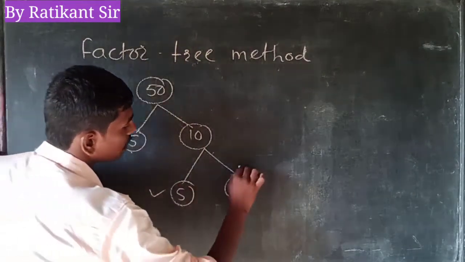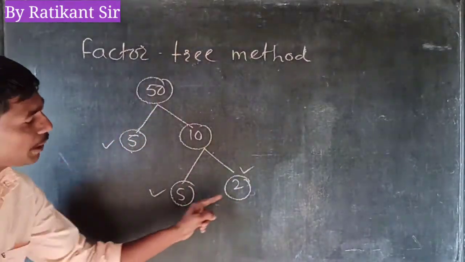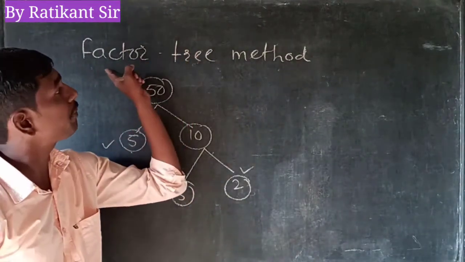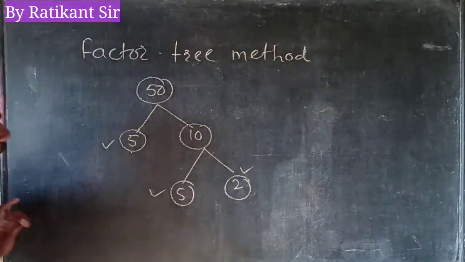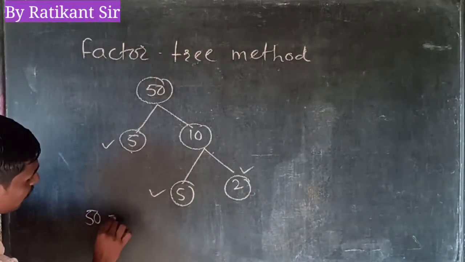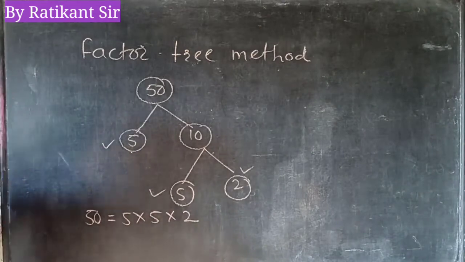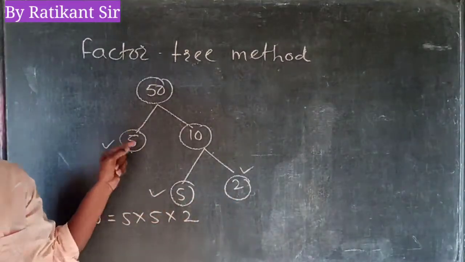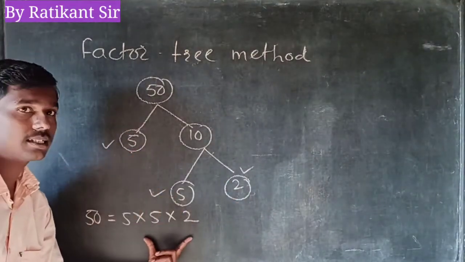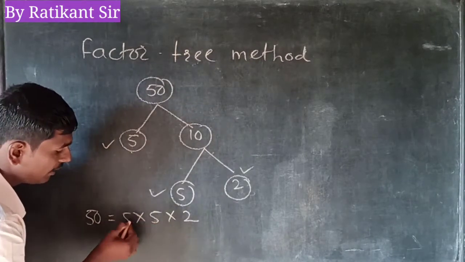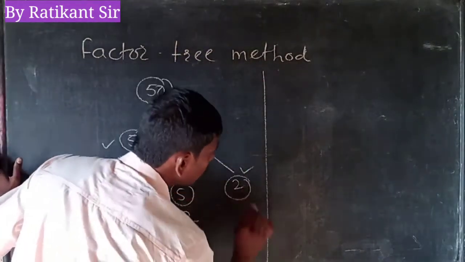So all those numbers are prime numbers. So this is prime factorization. Okay, but the method is the factor tree method. And you have to write here like this: 50 is equal to 5 into 5 into 2. You have to write the prime numbers at the last, and you can check: 2 fives are 10, 10 fives are 50.